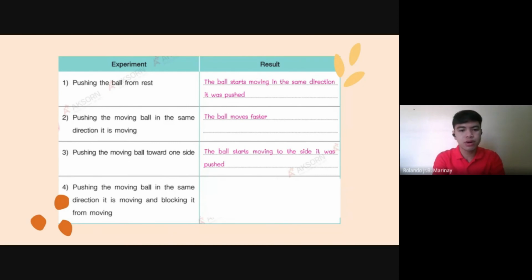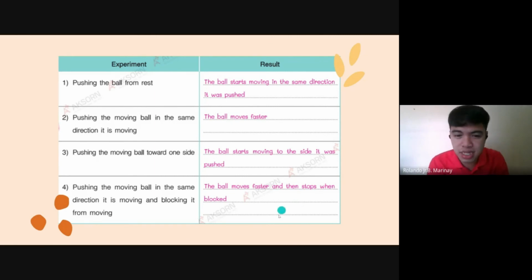Pushing the moving ball in the same direction it is moving and blocking it from moving. The ball is already moving, and then we push it in the same direction that it is moving. And then after that we stop it, to block it from moving. So what will happen? The ball moves faster and then stops when blocked.